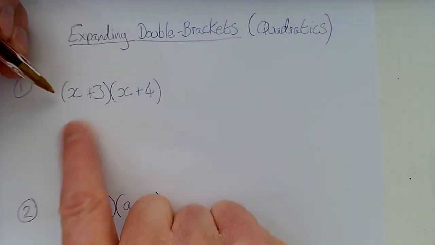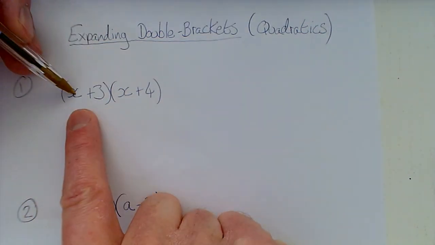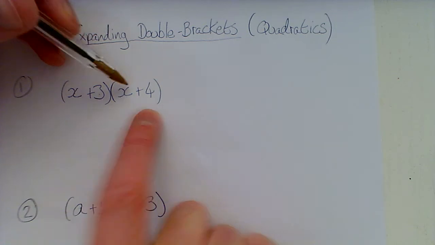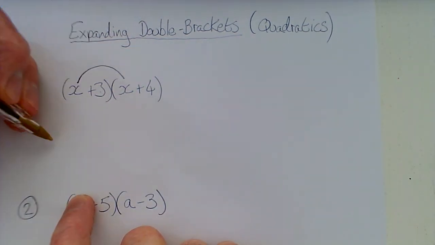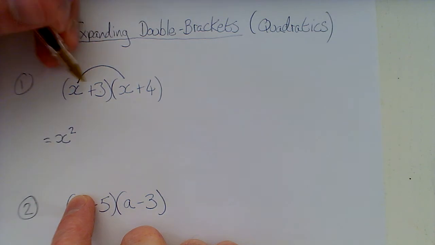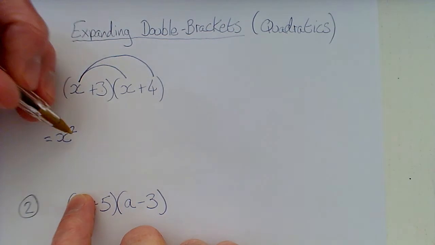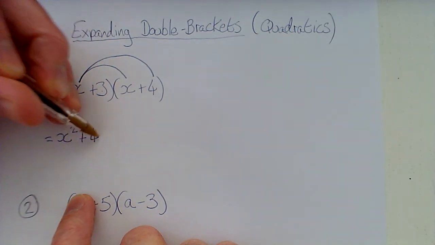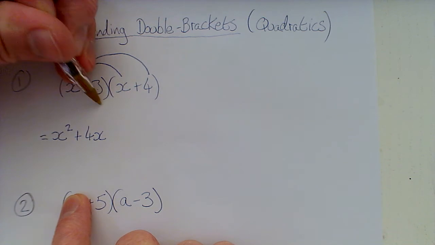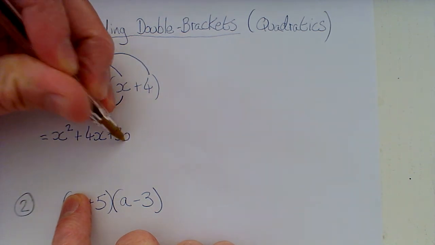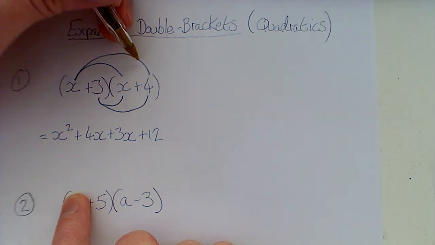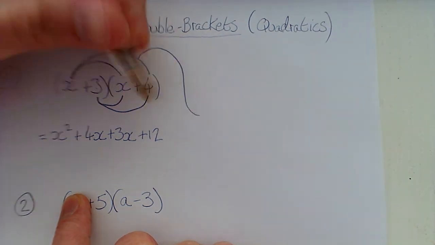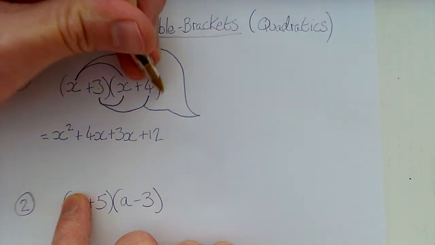Let's have a go. Right, what I need to do for this is I need to multiply everything in the first bracket by everything in the second bracket. So if we start off with this first bit, I'm going to do x times x, which I know makes x squared, and x times 4, which makes 4x. Then I'm going to do 3 times x, which makes 3x, and 3 times 4, which makes 12. Now I think this looks a bit like the beak of a bird, so I'm going to draw a dodgy little bird in there.